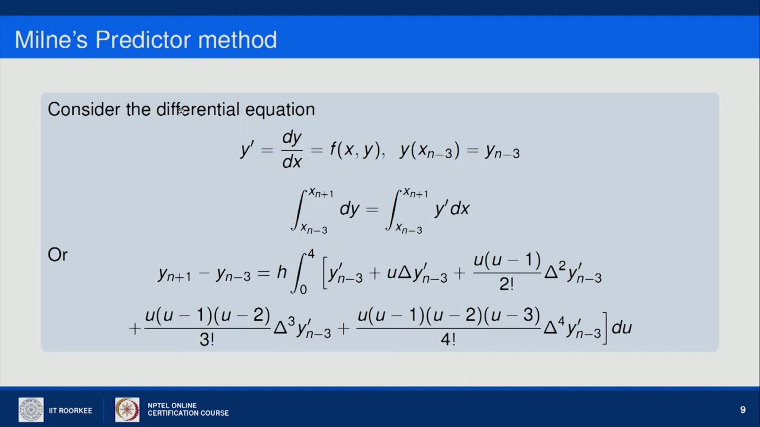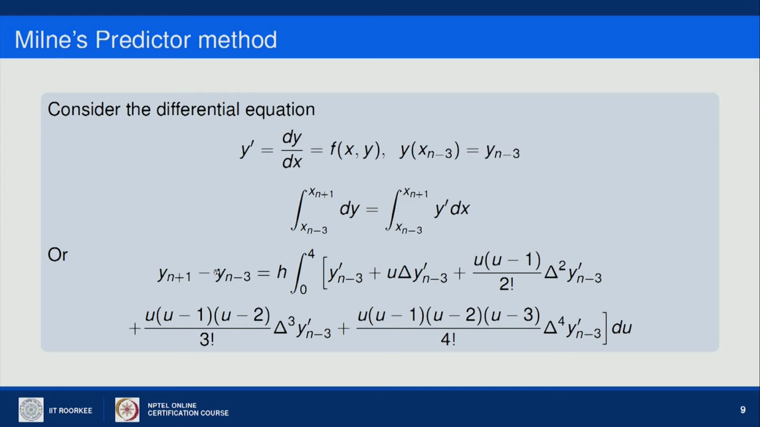Now, consider the initial value problem y prime equals f of x, y, and the initial value is given at x n minus 3, that is, y at x n minus 3 is y n minus 3. Now, if we integrate it on both sides from x n minus 3 to x n plus 1, then we can have this equation: the integration over x n minus 3 to x n plus 1 of dy equals the integration from x n minus 3 to x n plus 1 of y prime dx, where the left integration will be y when I substitute the limits.